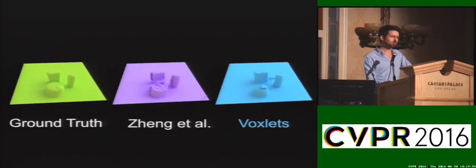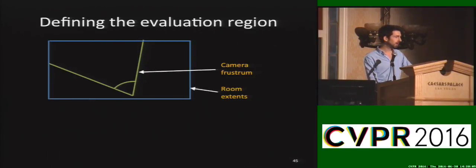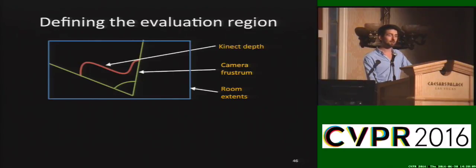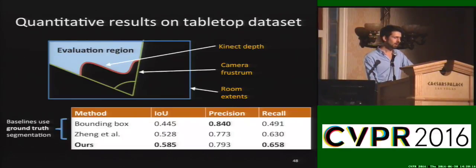Now, because we've got this ground truth occupancy values, we can quantitatively evaluate our system. We evaluate over all voxels which are inside the camera frustum, and which are also inside the extents of the room, and finally, which are behind the depth image, as viewed by the Kinect. So this is our evaluation region here. You can see here that even though these baseline methods have access to the ground truth scene segmentation, we beat them on intersection over union and recall scores.